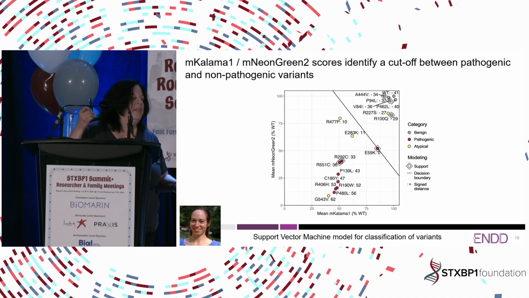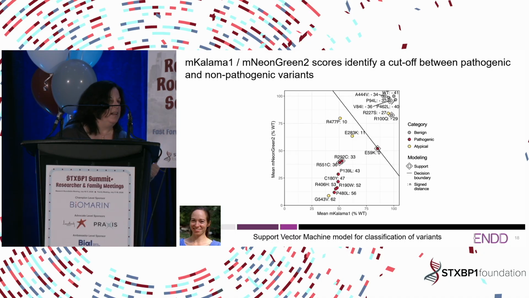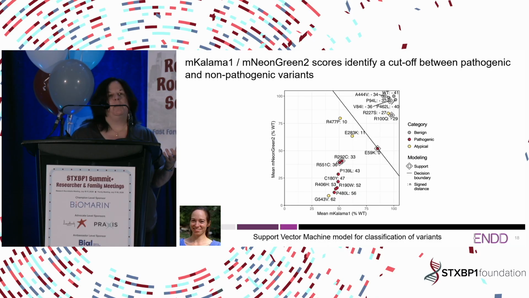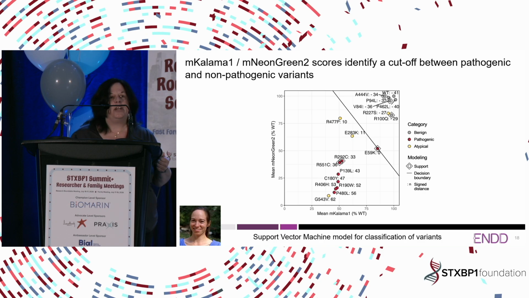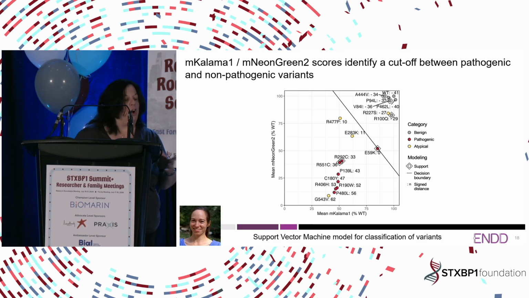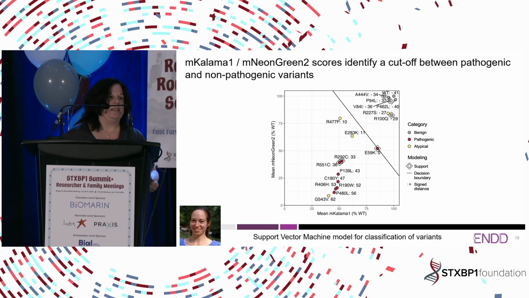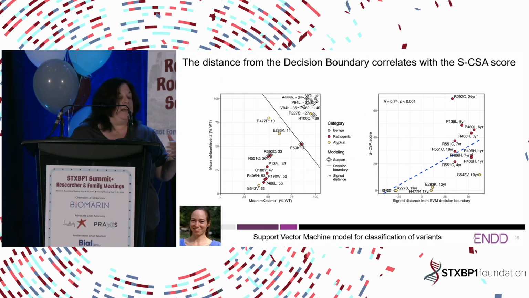Here we plotted the neon green versus the CALMA1. And you can see in that upper right-hand corner, all of the benign variants are clustered. And it's clustered with that one R227S variant, the one that is very mild, versus all of the other variants are on the other side of the decision boundary line. Then we were able to create a correlation between the clinical score provided, the SCSA score, and the signed distance to the decision boundary, identifying whether this patient is a benign, pathogenic, or atypical patient.